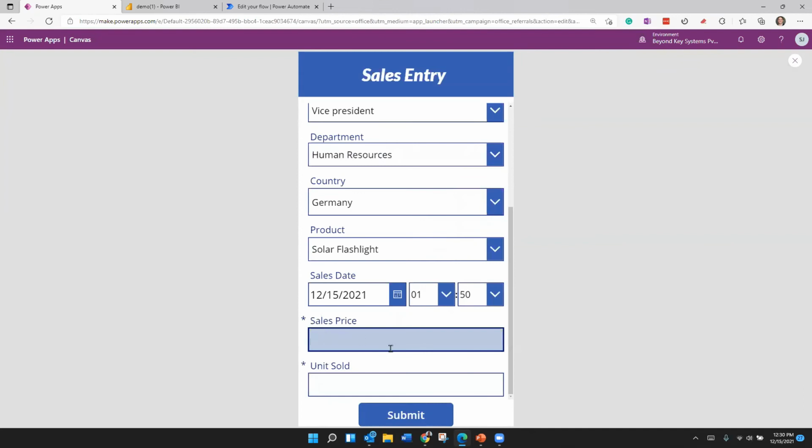And then we could also talk about what the sales price is. So we could say that the sales price was $100 per unit, and we sold 7 units. So at this point, what I could do is submit this information. And now remember, I'm looking at this as a sales rep. I then submit the information.